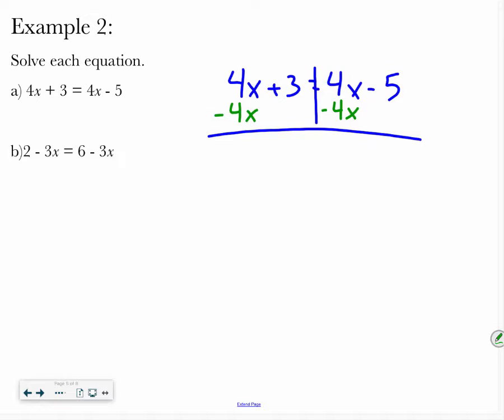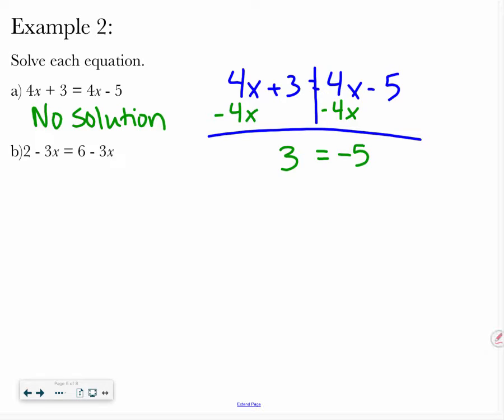4x minus 4x, that's a 0, so I'm left with a negative 5 on the right-hand side. And on the left-hand side, I have a 4x minus 4x, so I'm left with a 3. And now I have 3 equals negative 5. Is that true? No, so this is a no solution.